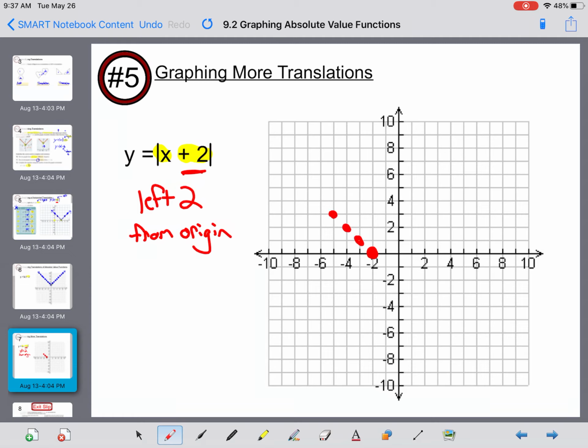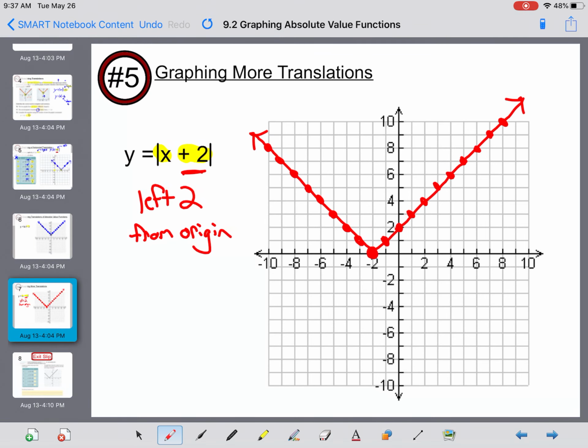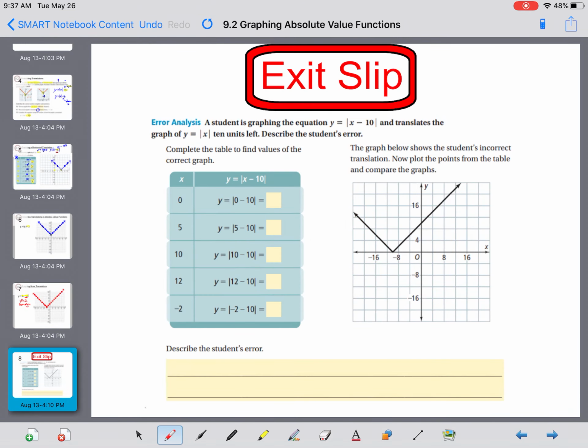And like we said, x doesn't have a coefficient, which means corners in both directions. Make sure you complete them all the way through the graph. New York State on your Regents exam needs you to plot all of the points that can fit within the given graph. And there it is. Y equals the absolute value of x plus 2.